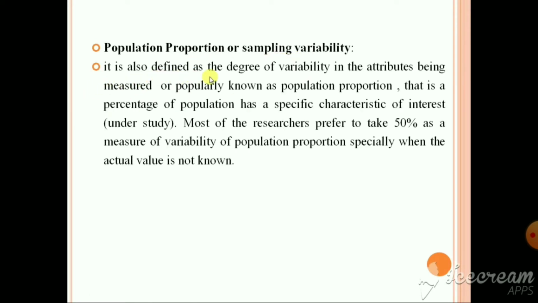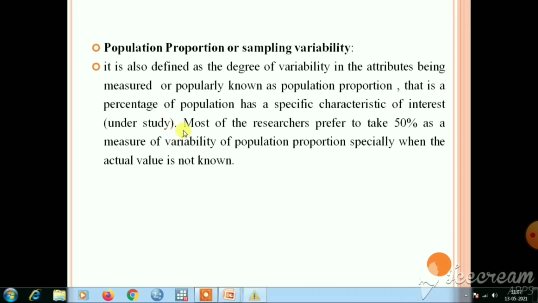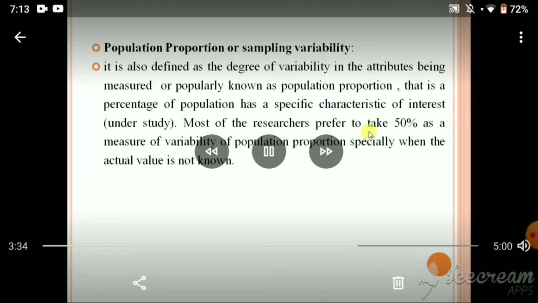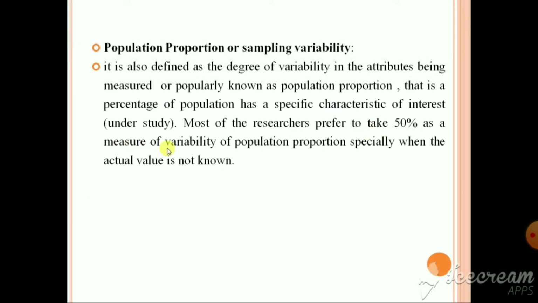Now we are coming to population proportion or degree of variability. It is defined as the degree of variability in the attributes being measured, popularly known as population proportion. That is, the percentage of the population that has a specific characteristic of interest under study. Most of the researchers prefer to take 50% as a measure of variability of population proportion, especially when the actual value is not known.